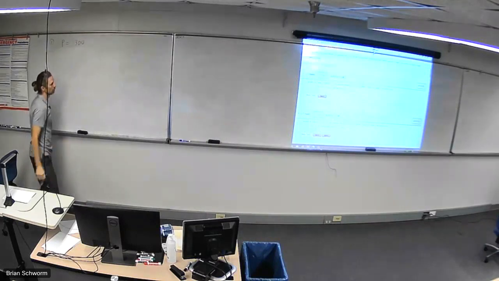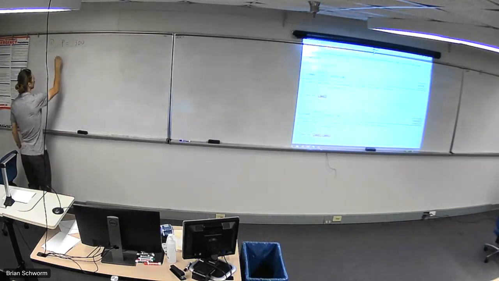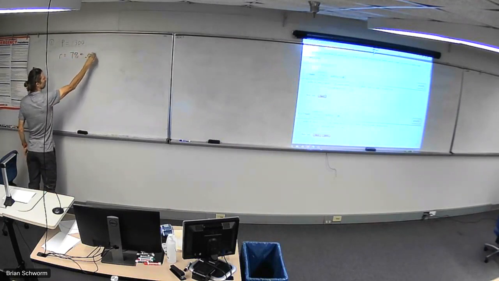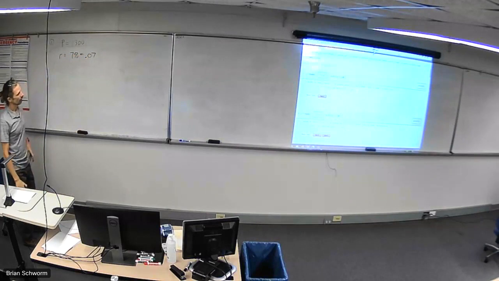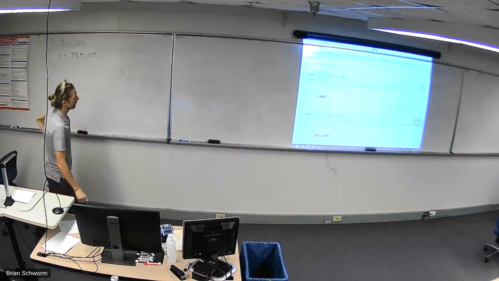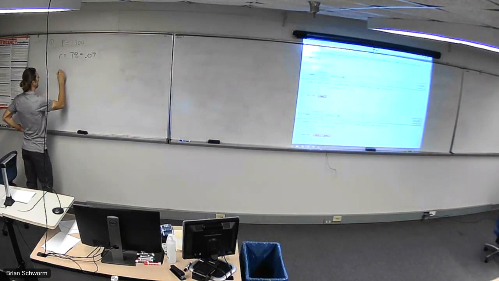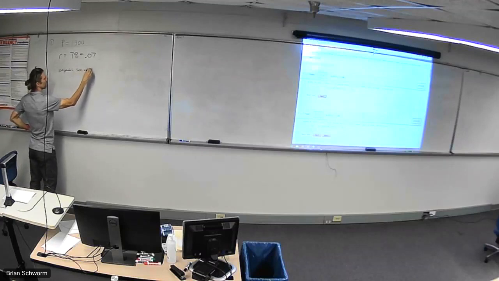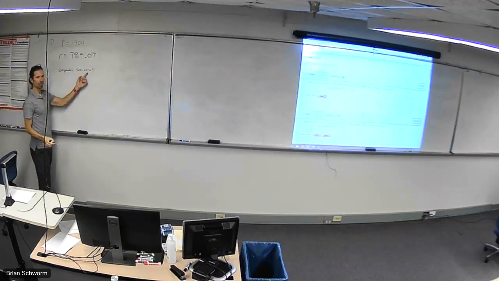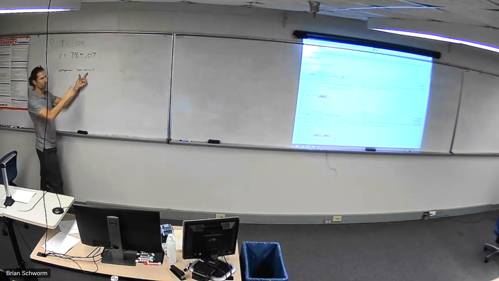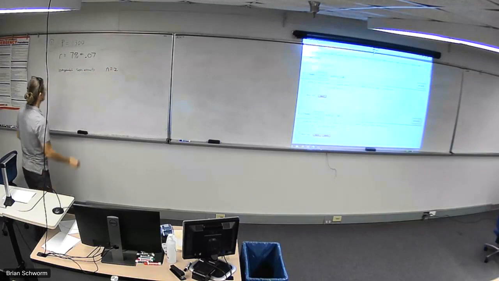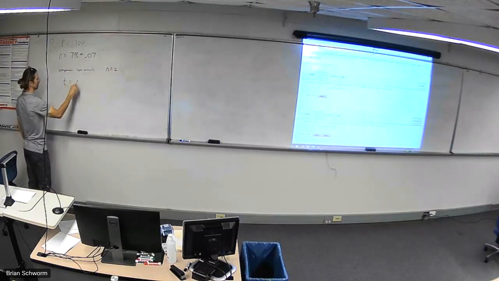$1,300 borrowed. The interest rate is 7%, and I'll go ahead and change that to decimal form right now. Compounded semi-annually. So that means every half of a year, which corresponds to 2 times a year. And then the overall time, 10 years.